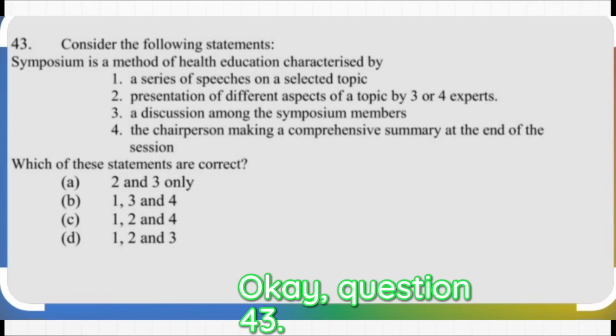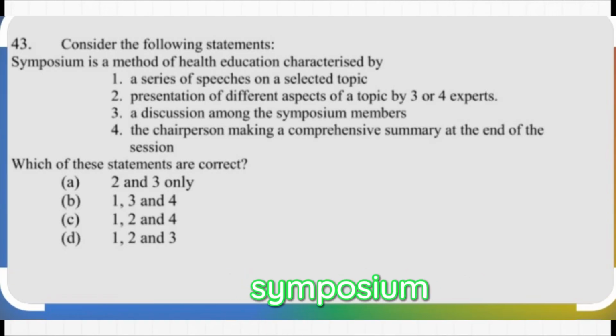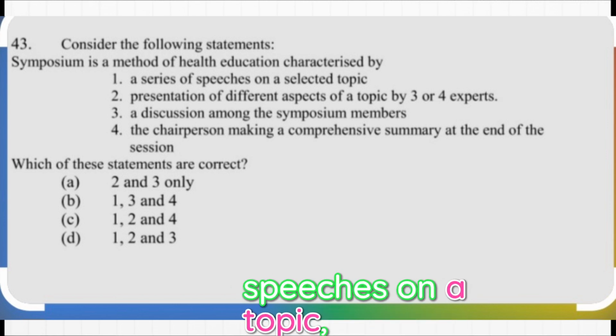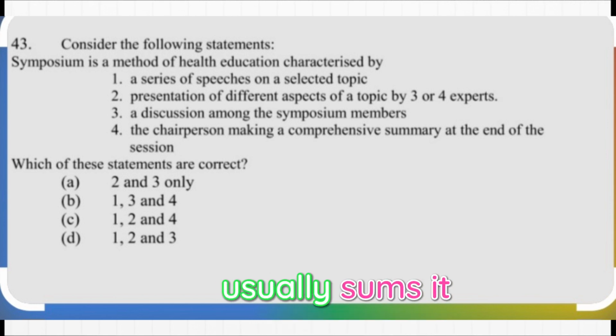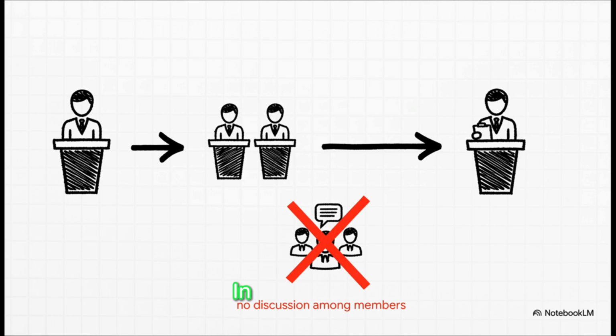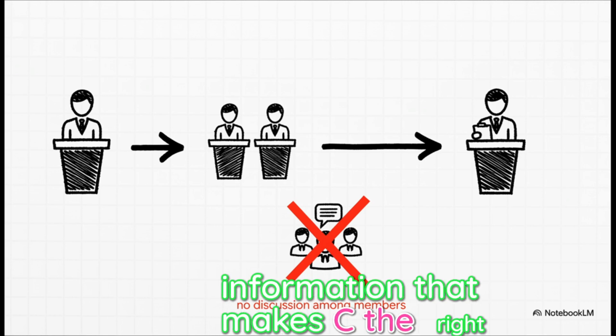Okay, question 43. This one's about what makes a symposium a symposium. We've got 4 statements. So what's the deal here? Well, think about what a symposium is. It's a bunch of experts giving speeches on a topic, right? So statements 1 and 2 make sense. And the chairperson usually sums it all up at the end, so statement 4 is good too. But what about statement 3, a discussion among the symposium members? Nope, that's more like a panel discussion. In a symposium, they give their talks, but they don't debate each other on stage. That's the key piece of information that makes C the right answer.